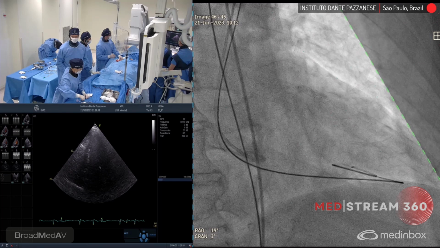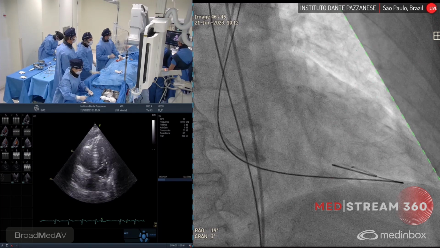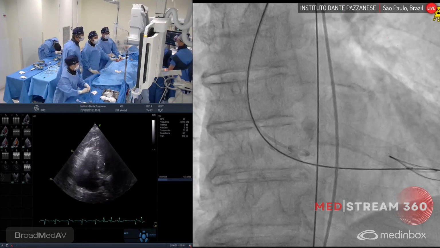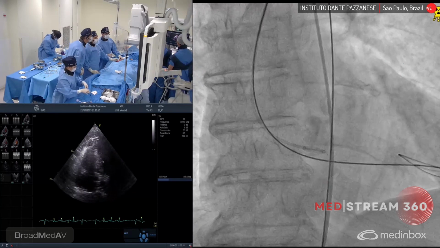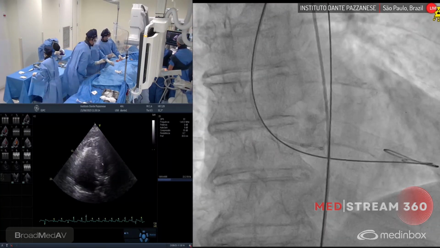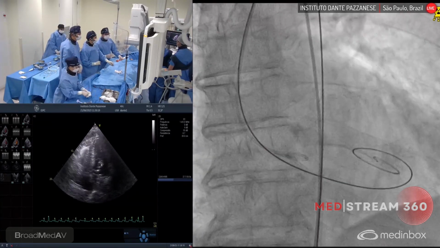Now, Wendy is going to show us the wire position in the echo. That helps us a lot. It's still a little low. Okay. It's in the middle of the cavity. Dimitri, are you satisfied with this position? And it doesn't interfere with the mitral, right? Could you check, please?